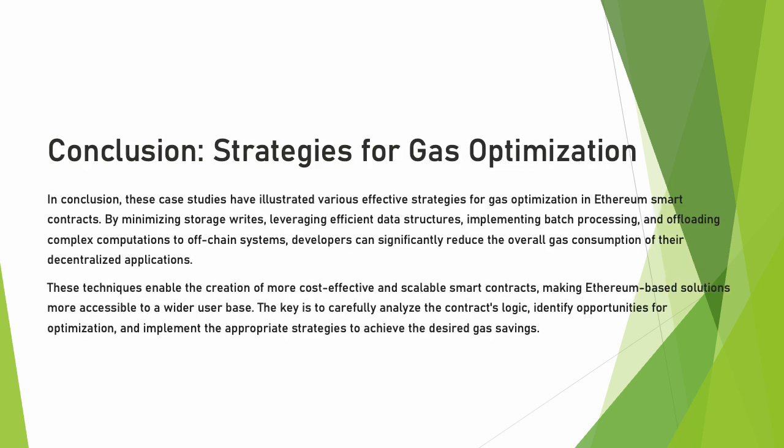Moving on to the conclusion slide, that is strategies for gas optimization. The case study highlights effective strategies for gas optimization in Ethereum smart contracts, such as minimizing storage writes, leveraging efficient data structures, implementing batch processing, and offloading complex computations to off-chain systems. By carefully analyzing the contract logic and implementing appropriate strategies, developers can create effective and scalable smart contracts, making Ethereum solutions more accessible to a wider user base.